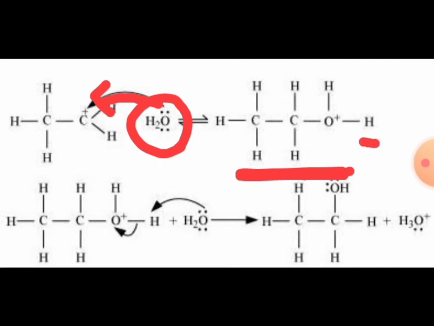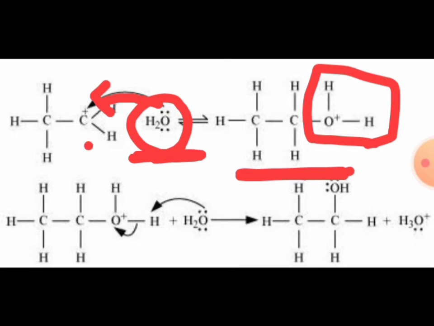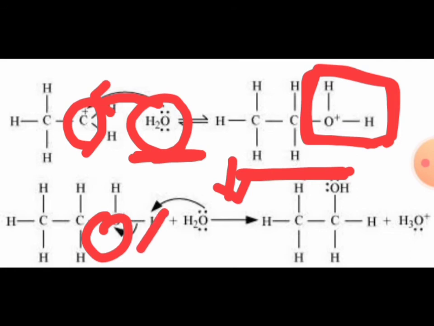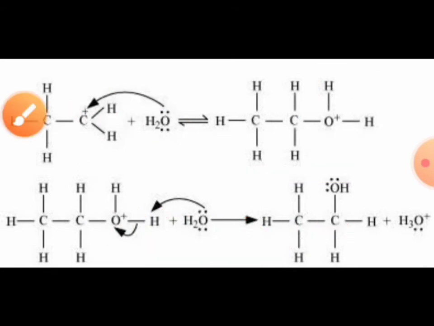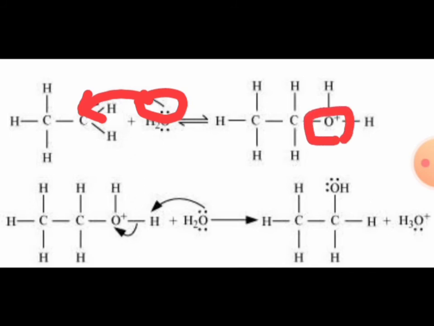You can find the water molecule here. This H2O attacks this carbocation and forms a bond with the carbon atom to form an oxonium ion. So this particular product of the second step is called an oxonium ion because you can find a positive charge on the oxygen atom. Why positive charge on the oxygen atom? Because it has utilized one of its lone pairs of electrons to form a bond with this carbocation. That's why oxygen got a positive charge, and that is the oxonium ion.